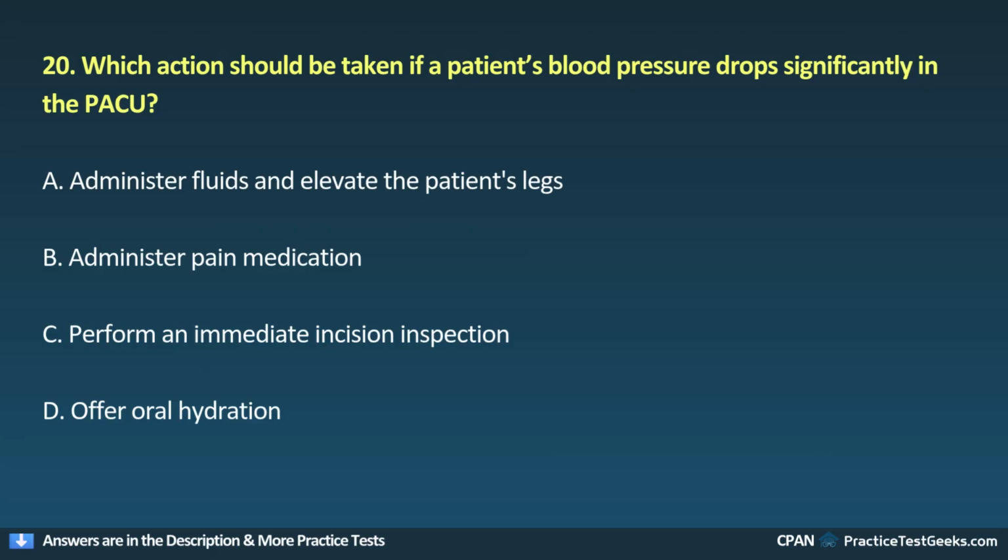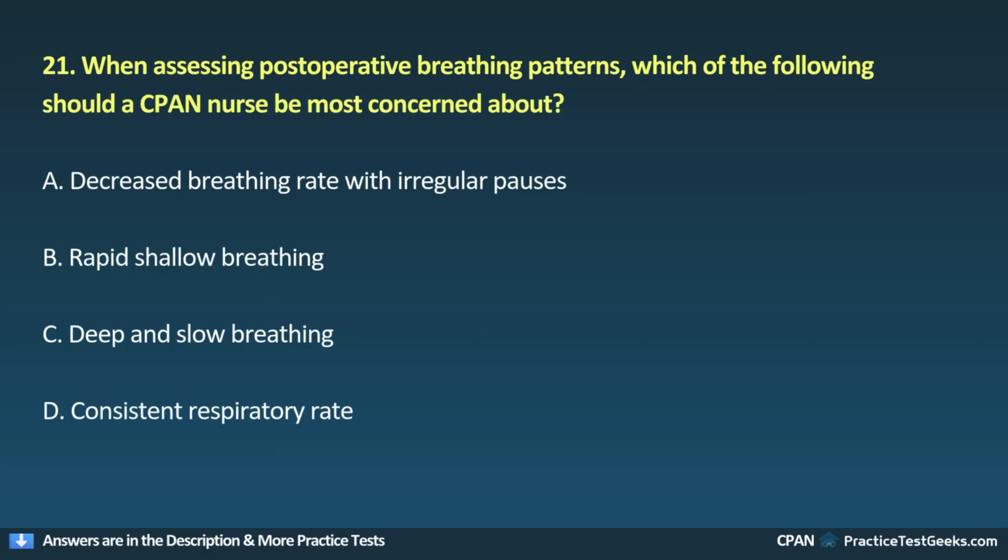20. Which action should be taken if a patient's blood pressure drops significantly in the PACU? A. Administer fluids and elevate the patient's legs. B. Administer pain medication. C. Perform an immediate incision inspection. D. Offer oral hydration.